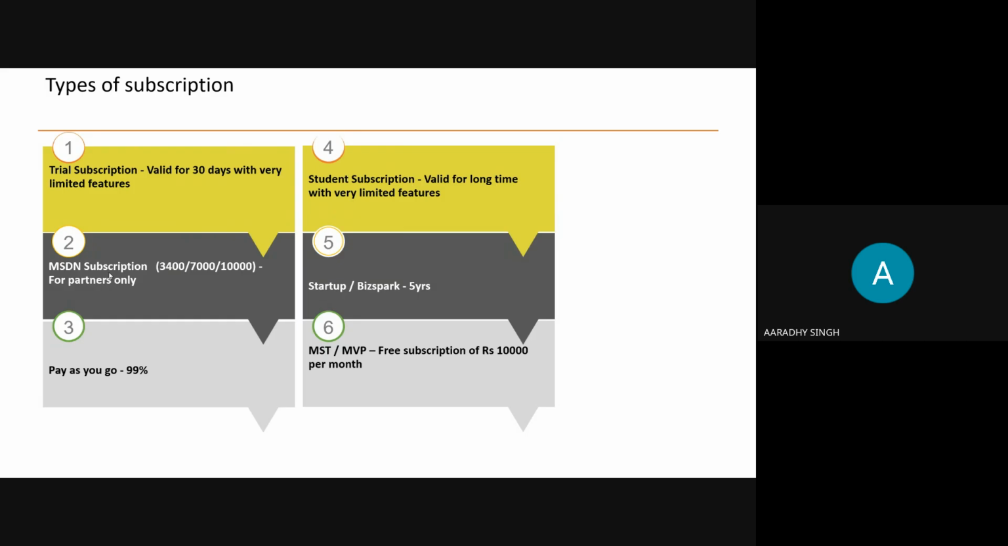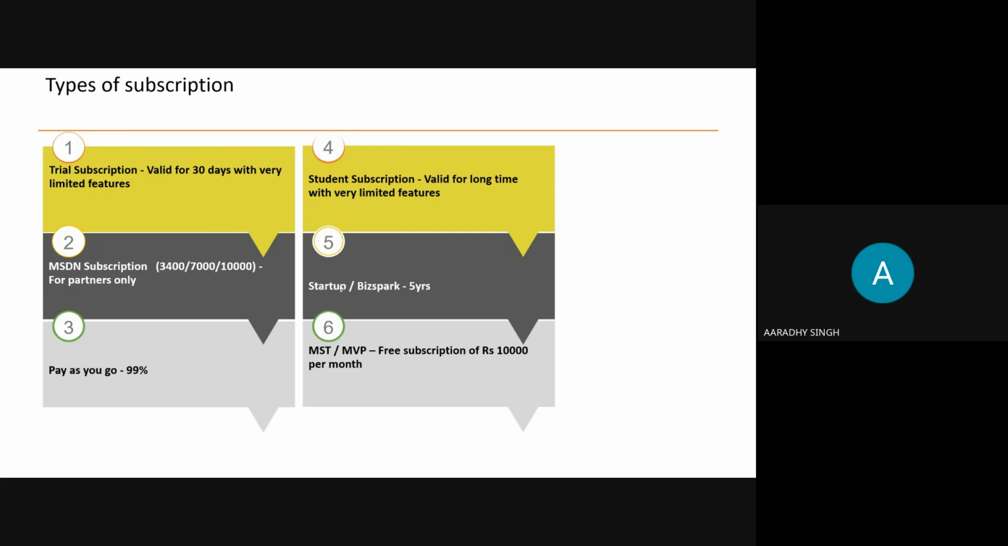The third type of subscription is the MSDN subscription. In the MSDN subscription, you will get $50, $100, or $150, or 4,000, 8,000, or 12,000 rupees per month. This is for the partners. There are lots of companies working as partners. So Microsoft issues multiple subscriptions to their partners so that they can do some POC, research and development.